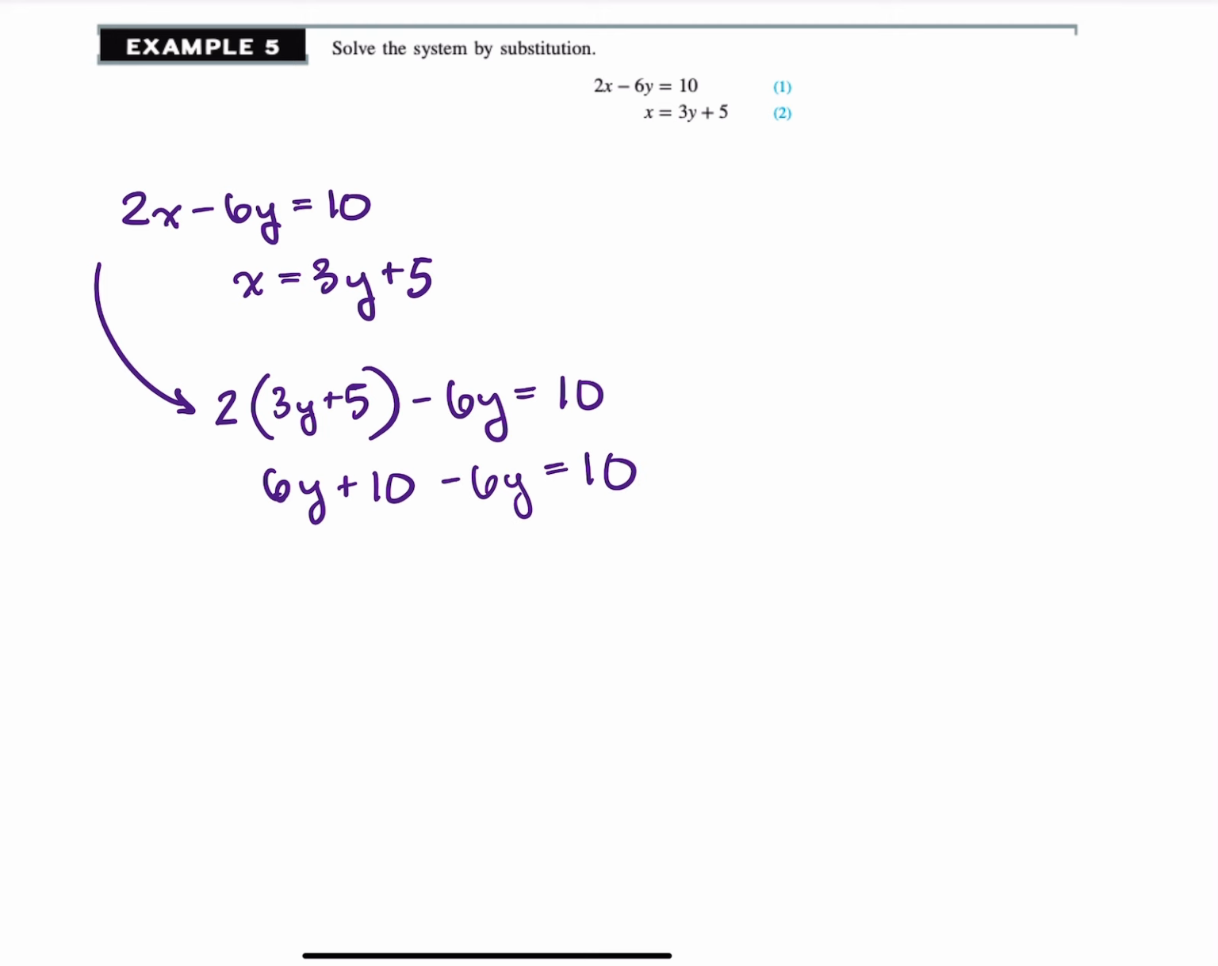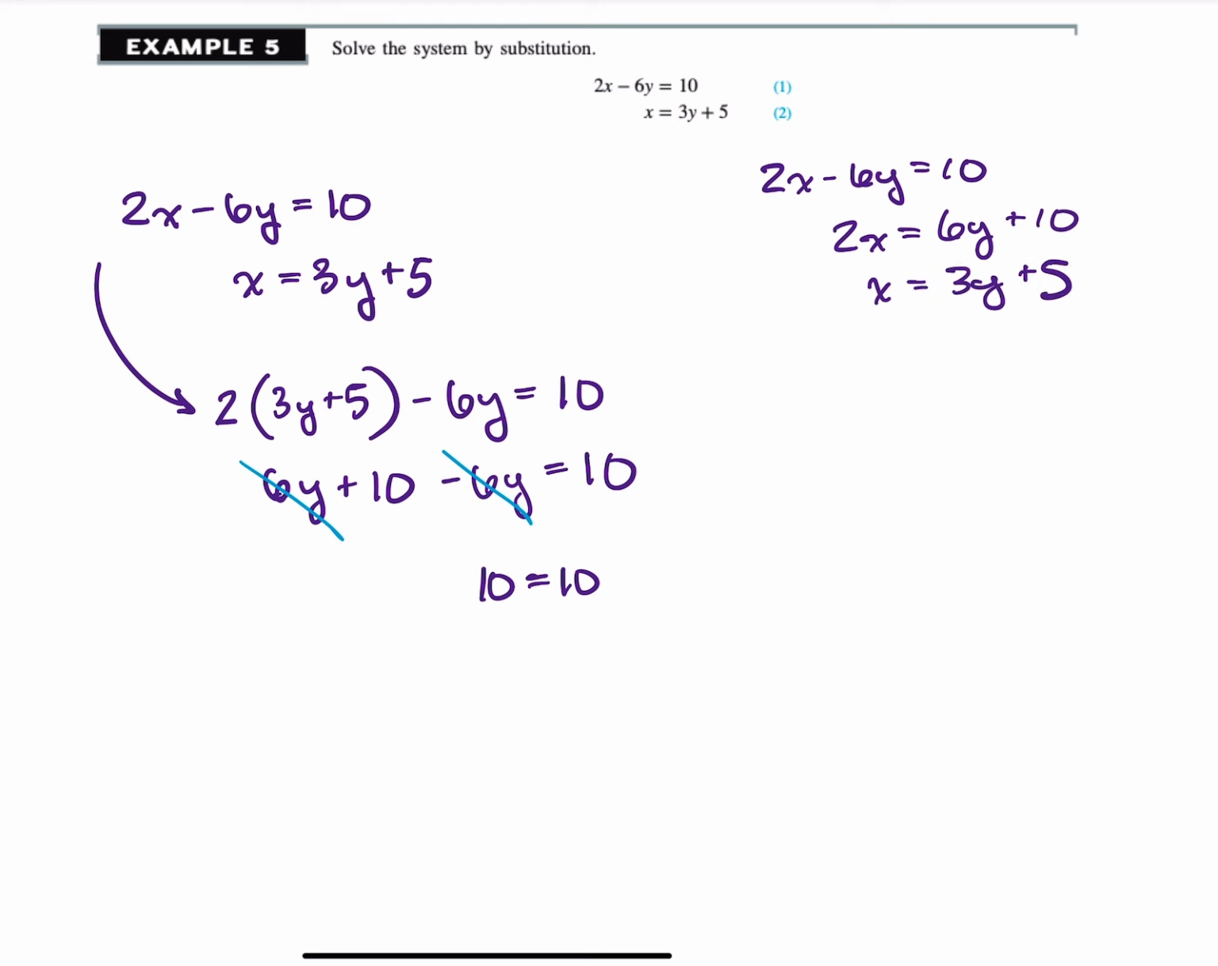Notice the y's will cancel, so we get a similar phenomenon that we saw last time. And we get, this time, something that does make sense. 10 equals 10. So this is an indication that these are the same line. If we were to solve this first one for x, we should get the same thing. We can just test that. We have 2x minus 6y equals 10. Let's add the 6y over and divide by 2. x will equal 3y plus 5. It's actually the same line. So if that is the case, there's infinitely many solutions.